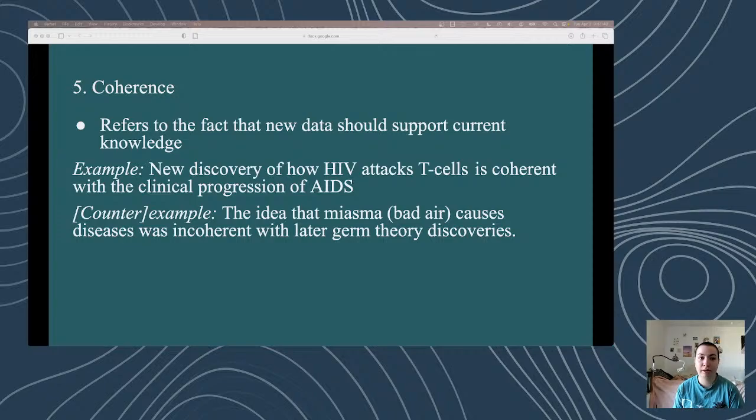Coherence, and this is different than consistency of data. Coherence refers to the fact that the new data should support current knowledge, and if it's inconsistent, you'd want to unpack that. For example, a new discovery of how HIV attacks T cells is coherent with the clinical progression of AIDS.